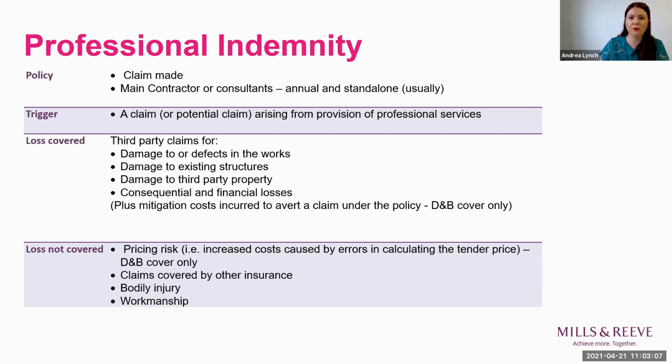And what claims are typically excluded by a professional indemnity policy? So key exclusions are pricing risk, claims relating to bodily injury, claims relating to property damage, and what I mean by that is damage caused by flood, fire, storm, etc., and workmanship. So the actual building or installation rather than the design or advice provided.